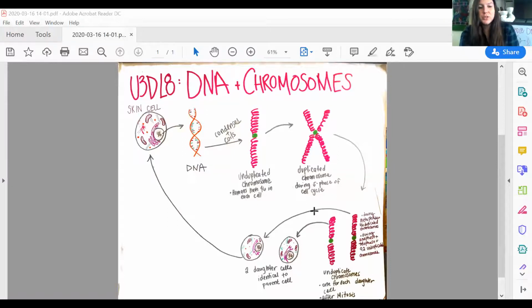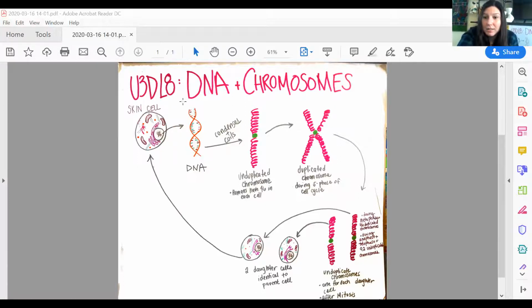All right, so starting at the very top of the page, you are going to see a skin cell. A skin cell looks just like any typical cell. It has your mitochondria, your Golgi apparatus, your endoplasmic reticulum, and we are going to be specifically talking about this big circular piece, which is our nucleus. We know our nucleus contains all of our DNA, and so that's what we're going to talk about today.